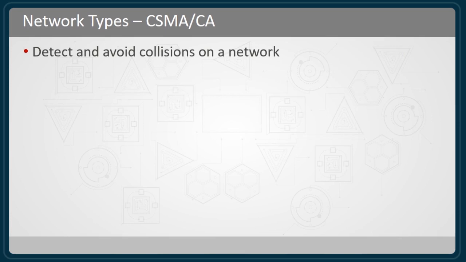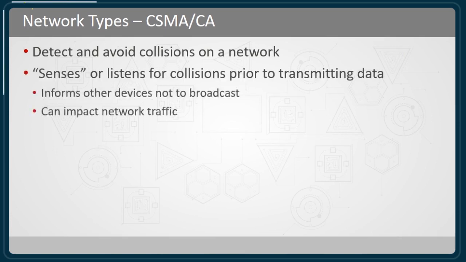Now, there is also CSMA/CA, which is collision avoidance. So now we can detect and even avoid collisions in the first place. The system will sense or listen for collisions prior to transmitting the data. So it will effectively inform other devices not to broadcast. It actually sends out a dummy packet, if you will. And if that does not collide, then it can assume to send out the real data.